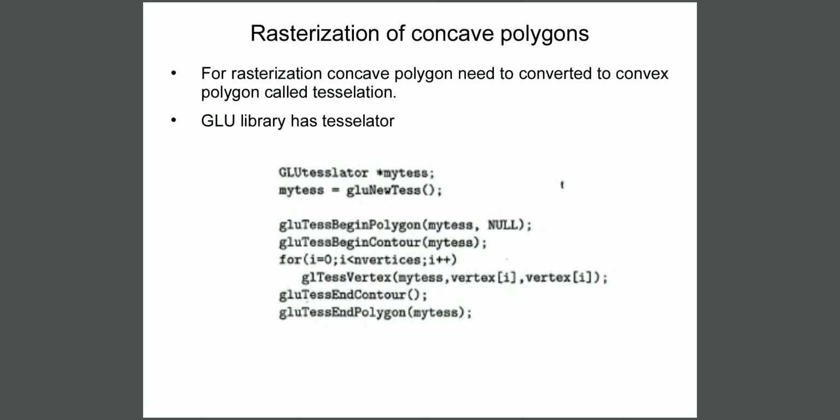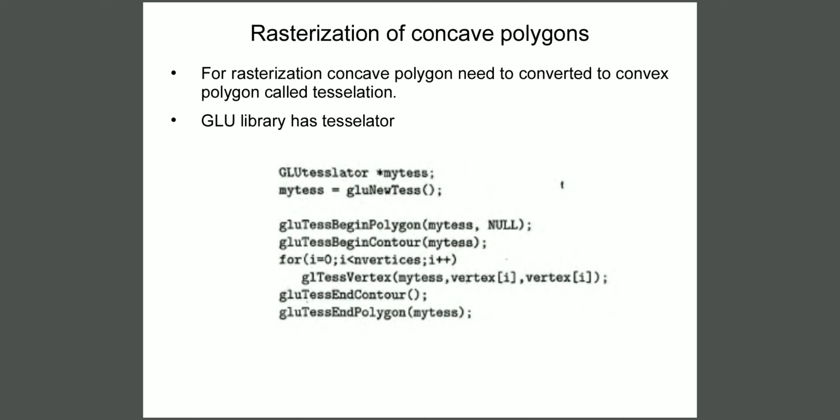Then the tessellation operation needs to be performed on each vertex of a concave polygon. Before performing the tessellation operation on each vertex of a concave polygon, that code needs to be enclosed between two functions. One is gluTessBeginPolygon, the other one is gluTessEndPolygon. To each of these functions we will pass the pointer we have created before, that is myTess. Apart from these two functions, we need to enclose the logic between another set of functions, that is gluTessBeginContour and gluTessEndContour. To gluTessBeginContour we will pass the same pointer, myTess, which we created at the beginning.